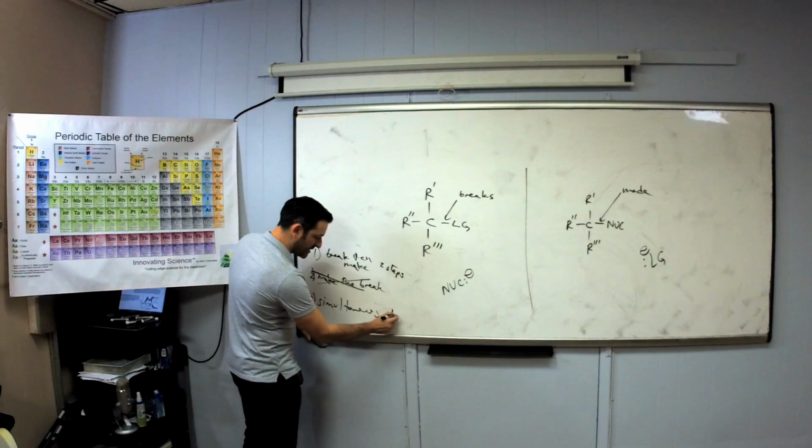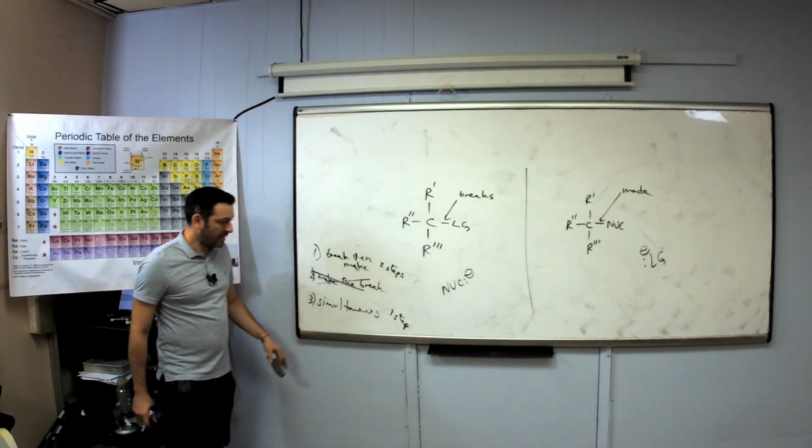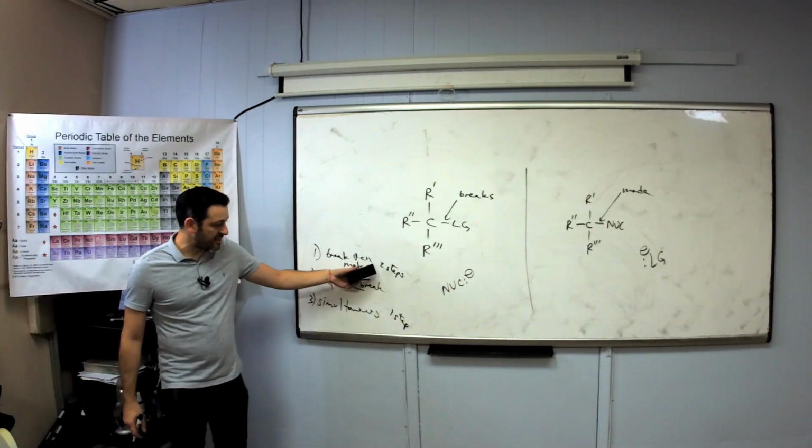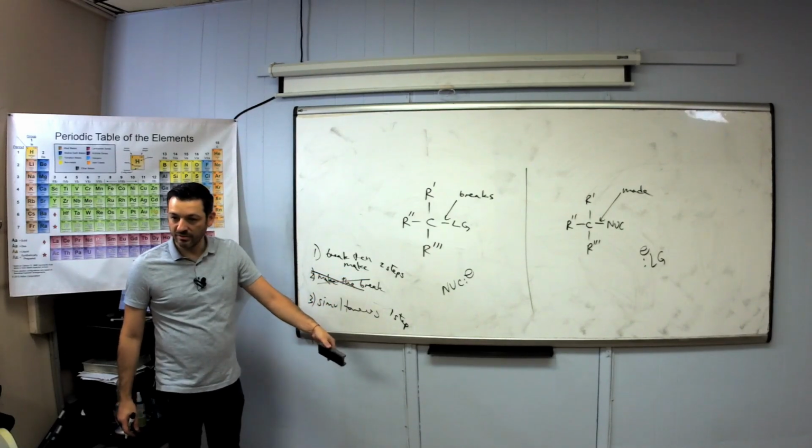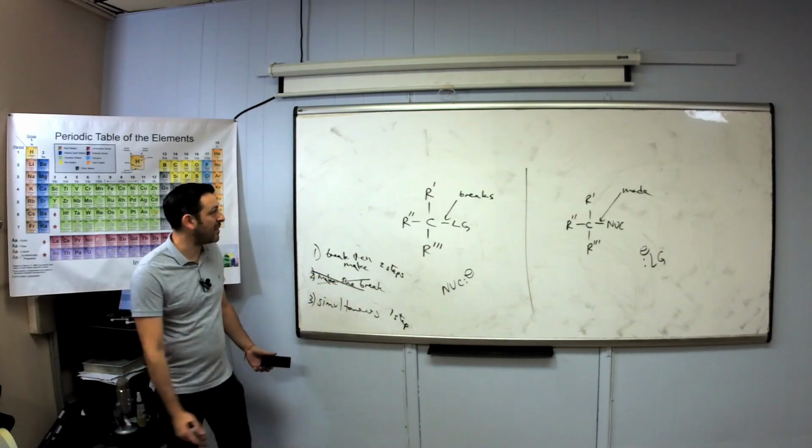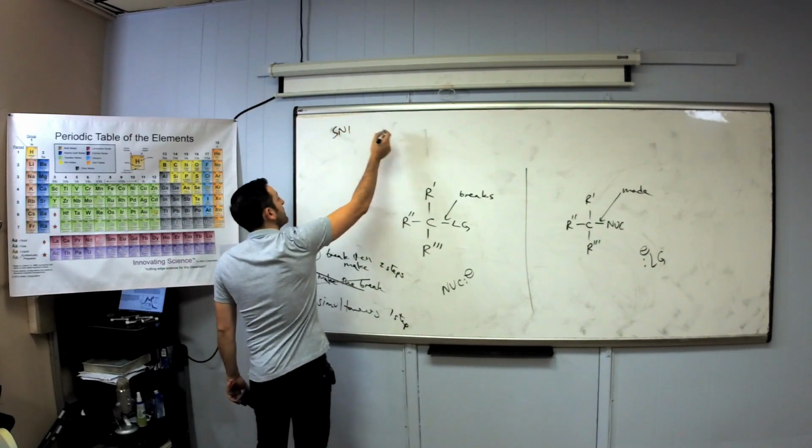And if you do it simultaneously, that's one step. So it's always interesting that the one that's two steps is SN1, and the one that's one step is SN2. Two to one and one to two, but that's not why it's called SN1 or SN2.